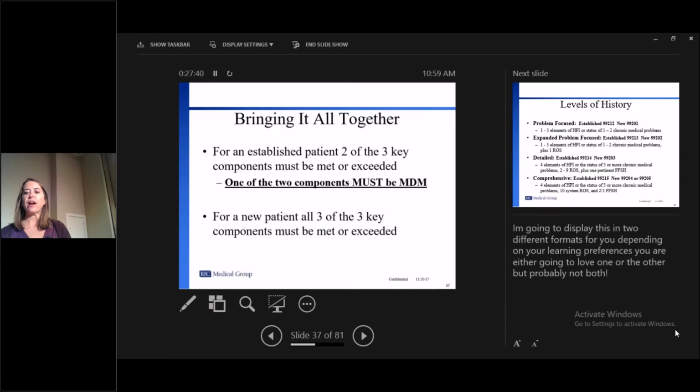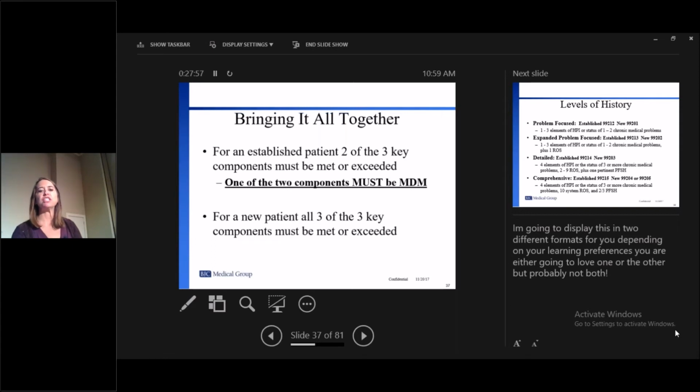So, bringing it all together, I'm going to display this in two different formats. Depending on your learning preferences, you're going to love one or the other, but not both. I'm going to write this out for you in written format, and then I'm going to have it in a nice little table because I'm a table kind of girl.